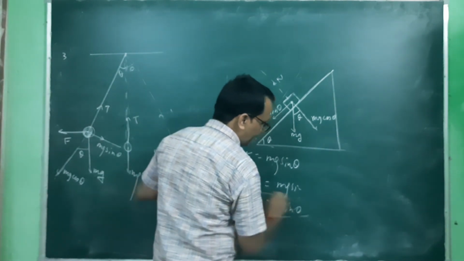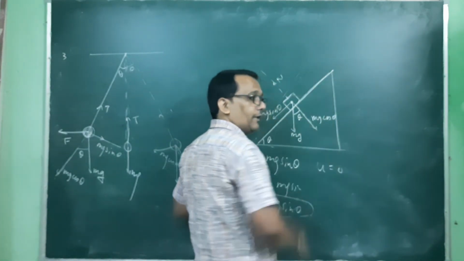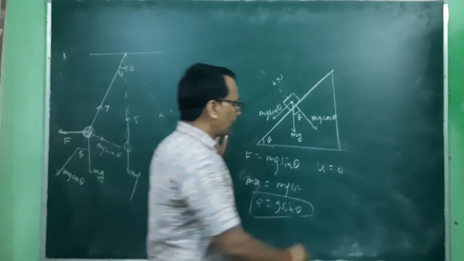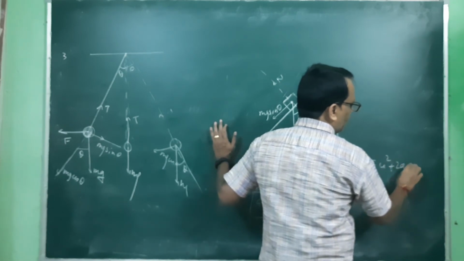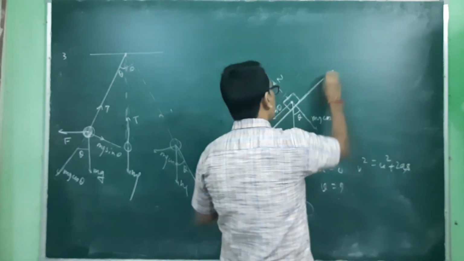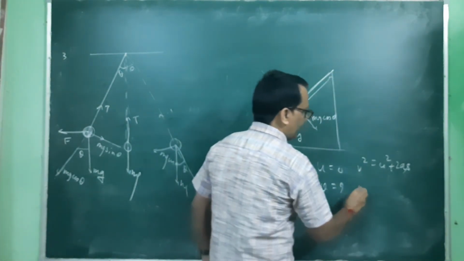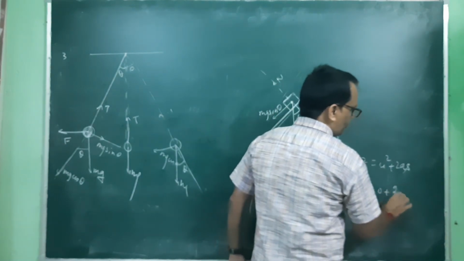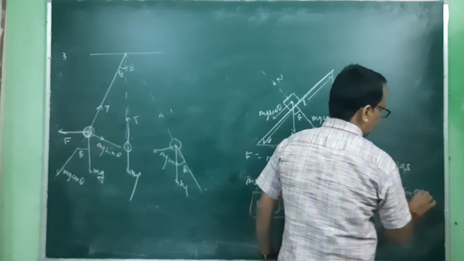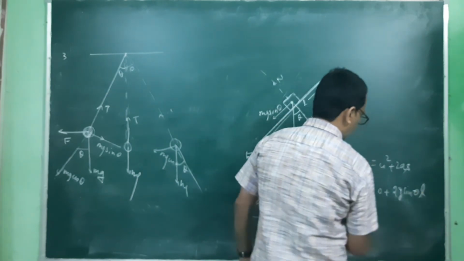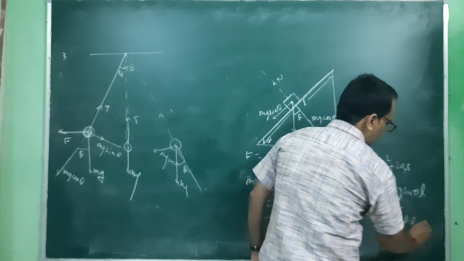This is the acceleration. Initial velocity u is taken as 0 at the top. So we can calculate final velocity v by using v square is equal to u square plus 2as. If this length is given as L, then v is equal to, with initial velocity 0, 2 multiplied by g sin theta, and s is equal to L. So v is equal to root of 2g sin theta multiplied by L.